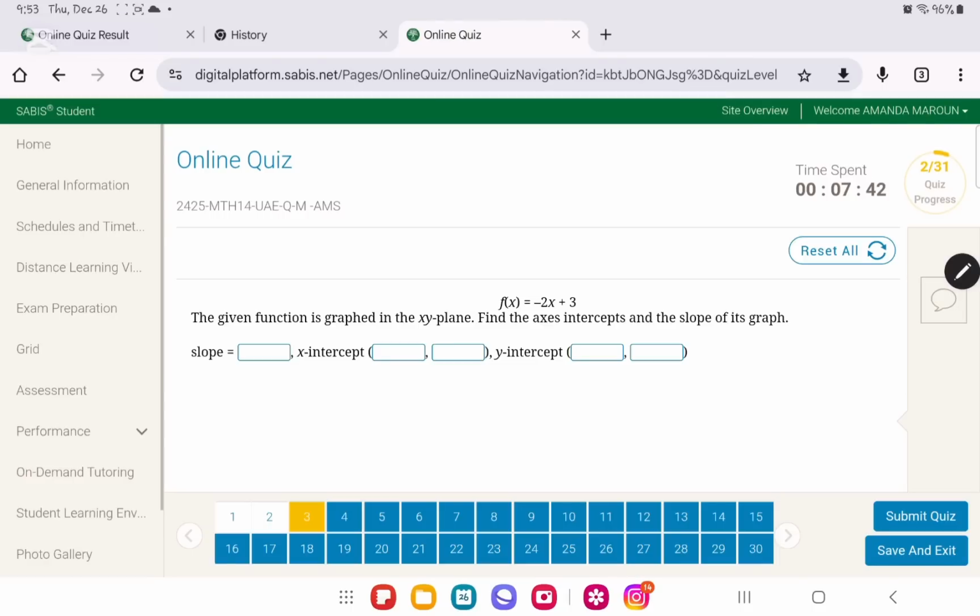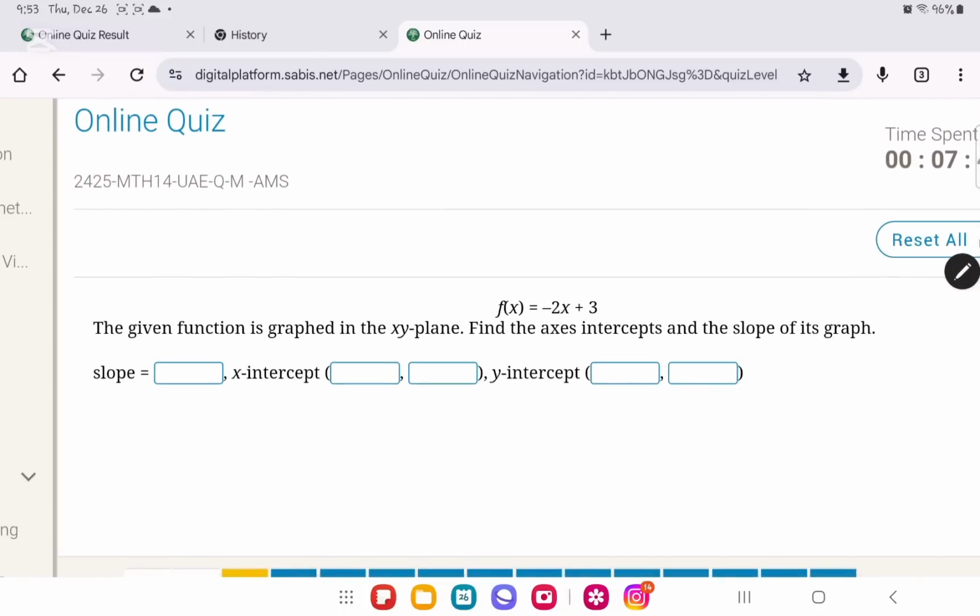Moving on to question number 3. This is a very simple question. Now, the given function is graphed in the xy plane. Find the axis intercepts and the slope of its graph. Slope or gradient means the same thing. So whether they ask you for the slope or the gradient, it's just going to be the number next to x. But remember, this is only the case if y is singular, like 1. In this case, it is a singular y, so we are going to take the slope as the number next to x. In this case, it is -2.